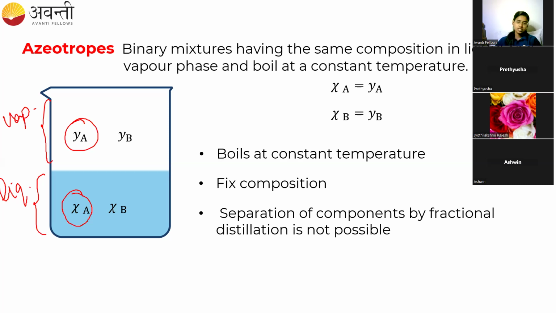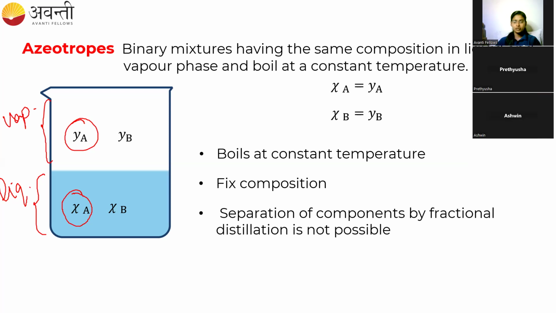So what is fractional distillation? Separation of two liquids. Okay, so two liquids will have different boiling points. So according to the difference in their boiling points, one will come out first and then the other one will come. So that kind of separation technique is called fractional distillation. Okay, and the separation of components by fractional distillation is not possible in case of an azeotropic mixture. Got it? And it behaves as a pure liquid also.